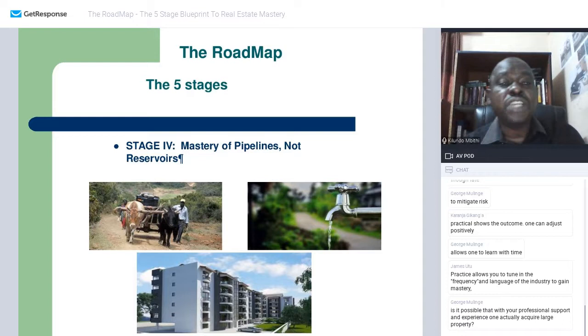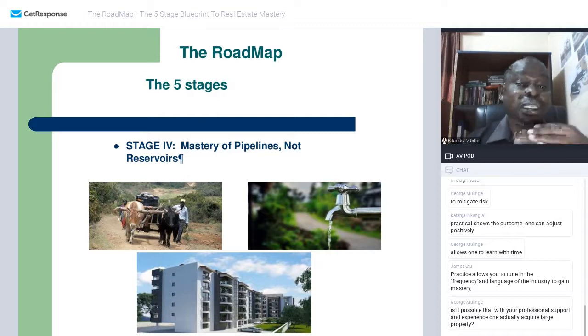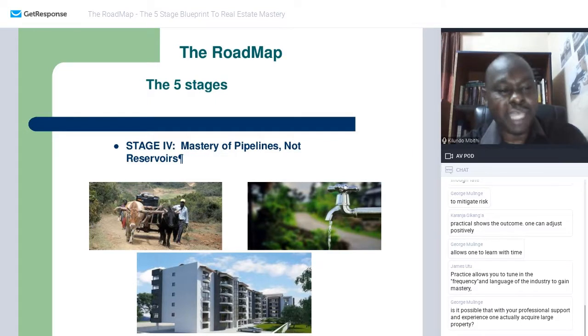Previously, you were relying on the money that is coming from your salary, the money that is coming from your business. But now you have money coming from your business, money coming from your salary, plus money coming from the real estate. How awesome can that be?